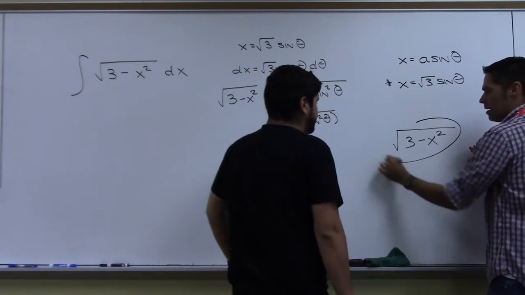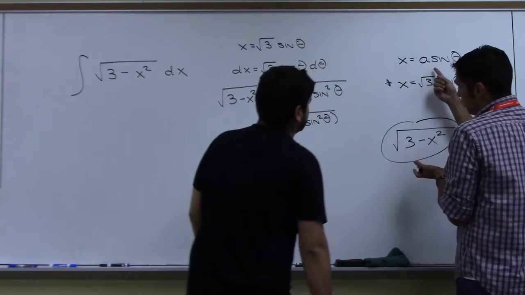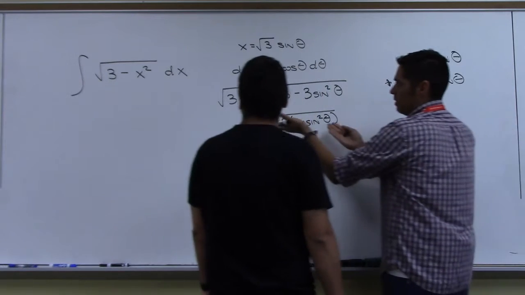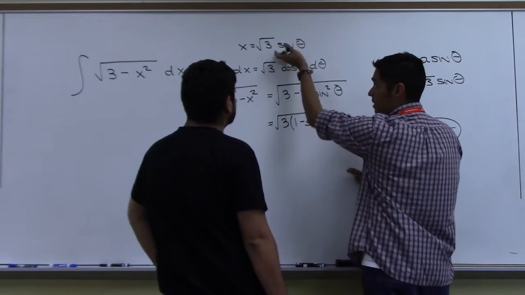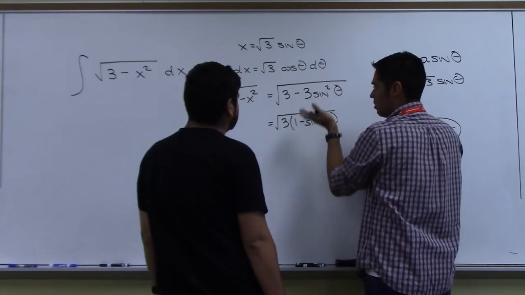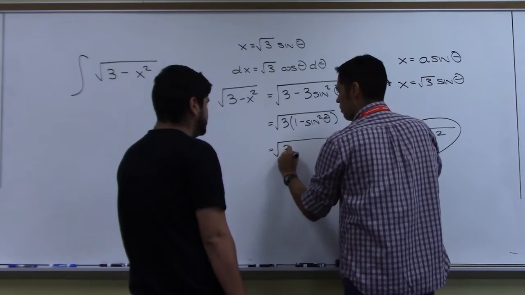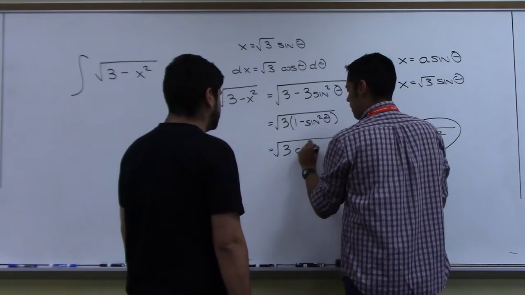All we're doing is taking a look at that. We're saying, if we're going to make that substitution, what does that turn into? That's what we're doing here. This is going to turn into this because that's what I'm going to turn x into, which turns into this, which turns into 3 cosine squared theta.